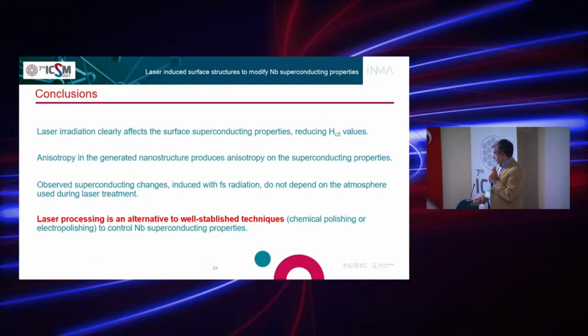Okay, so as conclusion, I think that I have shown you that laser irradiation clearly affects the surface superconductivity properties, reducing HC3 values. Generally, the anisotropy you can generate with the laser also is reflected in the superconducting properties. We have observed that when we change the atmosphere, we change a little the degree of the oxidation on the surface, but we do not modify the superconducting property.